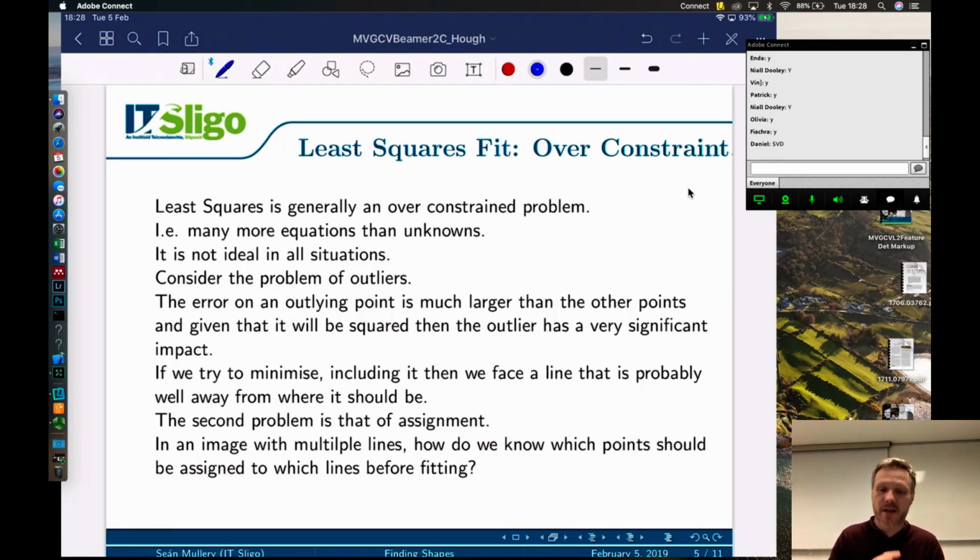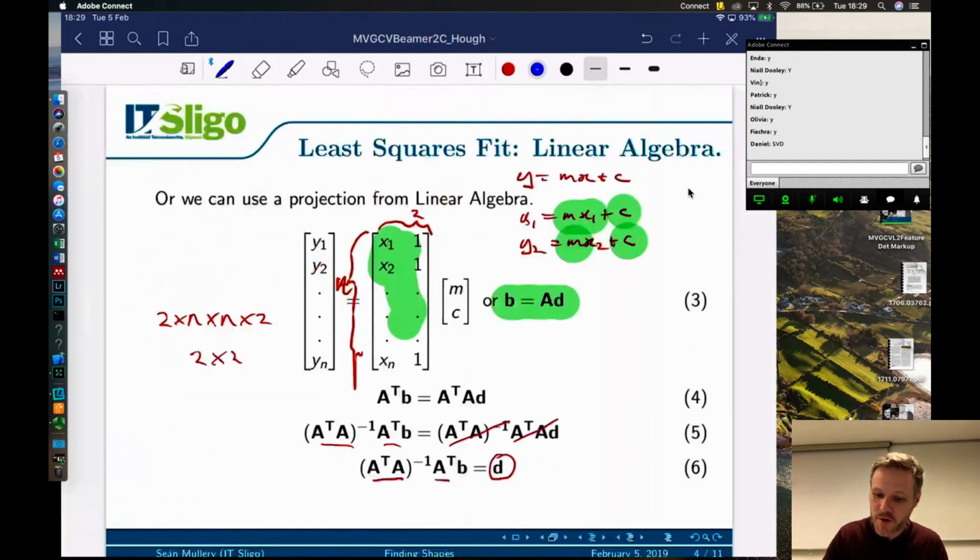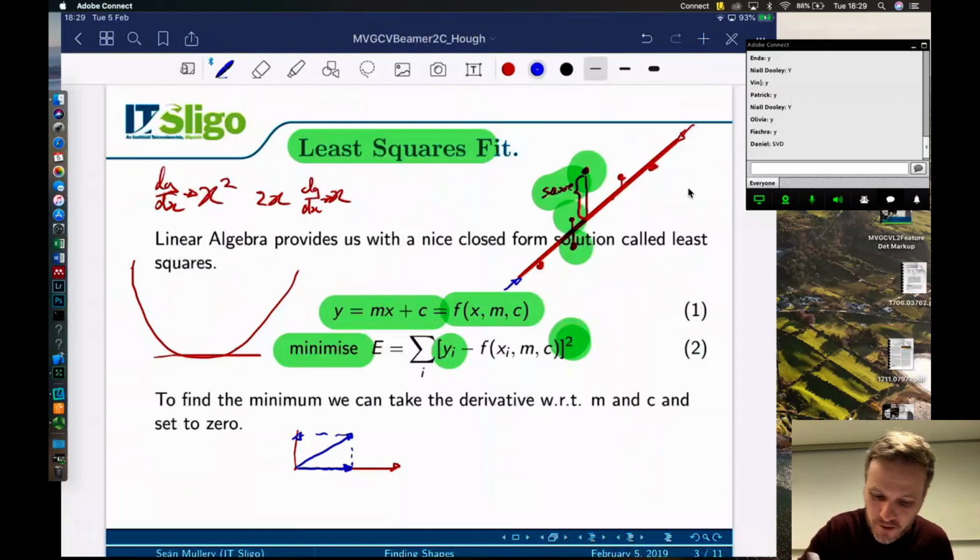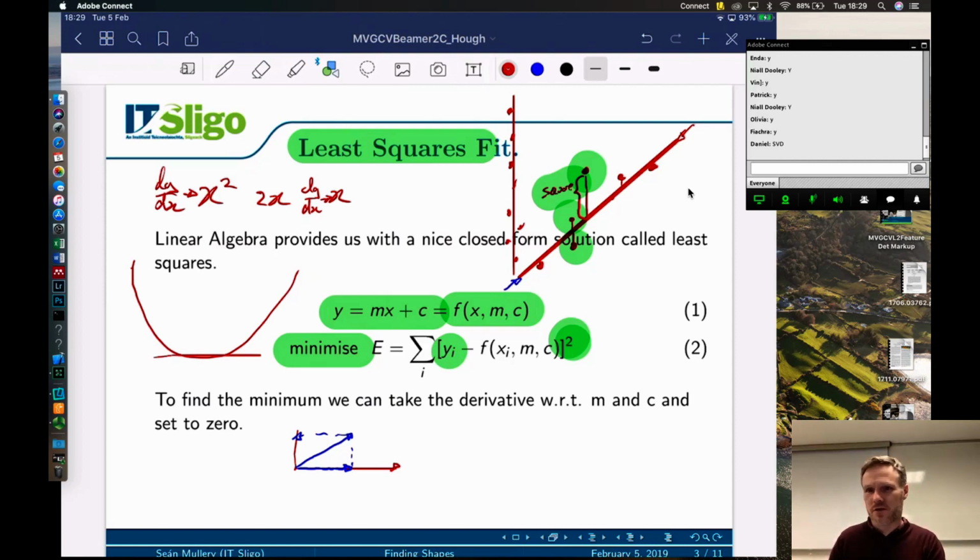The second problem is that of assignment. So in an image with multiple lines, how do we know which points should be assigned to which lines before fitting? Imagine the example I have here, where I've got my points as I've already drawn, and I've got some other points here, and they're heading up generally in this direction. Now, the human eye is pretty good at saying, I reckon there's another line up here, another line that's in that direction there. But the computer has no such sense for that.